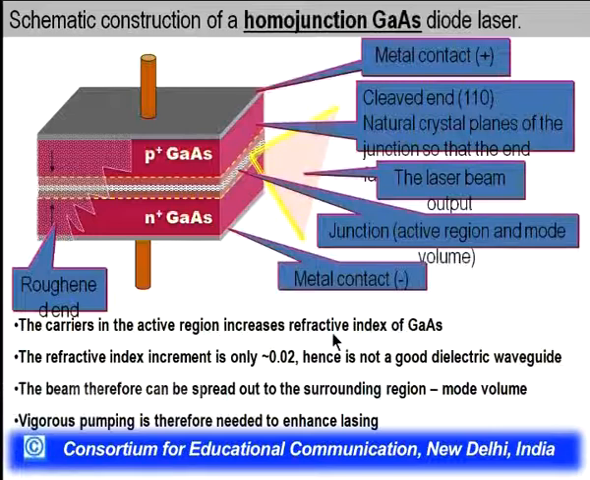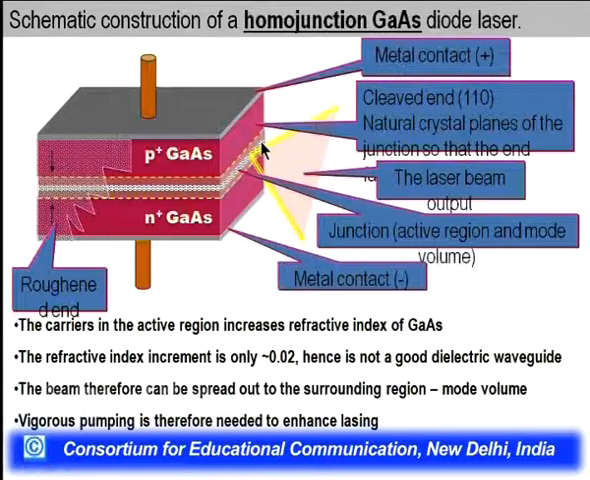The carriers in the active region increase the refractive index of the gallium arsenide. The refractive index increment is only 0.02. It is very small, hence it is not a good dielectric waveguide. The beam therefore can be spread out to the surrounding regions, that is in the form of mode volume. Here we see this beam will be spread around. Vigorous pumping is therefore needed to enhance the lasing. If we increase the pumping and the population inversion, then we can get a good output.